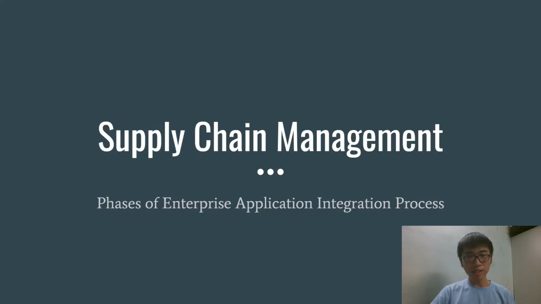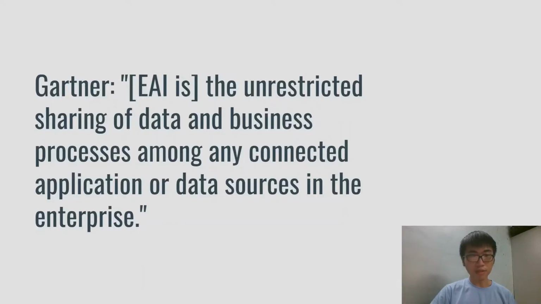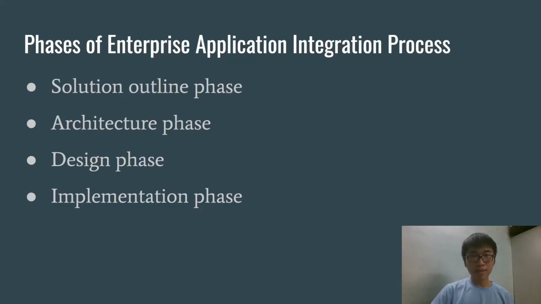And my topic is about the phases of enterprise application integration process. Okay, so to start, Gartner has given the idea that EAI is the unrestricted sharing of data and business processes among any connected application or data sources in the enterprise. So in EAI, Enterprise Application Integration, we have four phases.